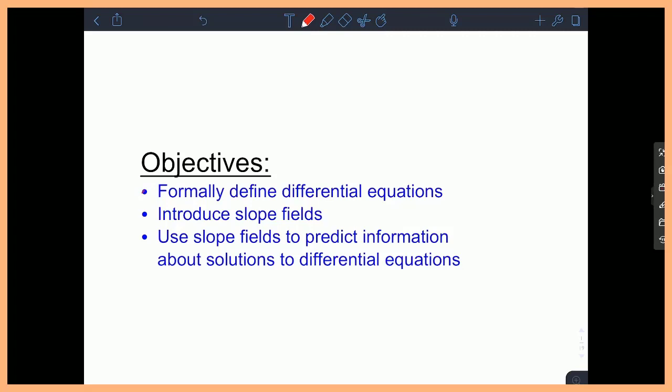The objectives of this video are to formally define differential equations, to introduce slope fields, and to use slope fields to predict information about solutions to differential equations, which you may not have otherwise been able to know. Some differential equations are not solvable for us, and slope fields will help us predict information about those solutions.